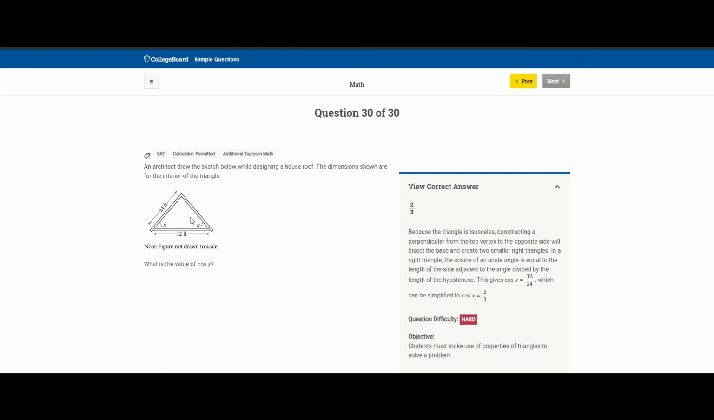I forgot about that because the cosine only works for right triangles. So I didn't think about that. So actually what you're supposed to do is construct a right triangle, and it cuts it in half. It's an isosceles triangle, so you're going to cut it in half. So you're going to have a 16 and a 24 side of a right triangle, and then you have an angle x. So your cosine is 16 adjacent over hypotenuse, which is 24. That's how you get that answer.